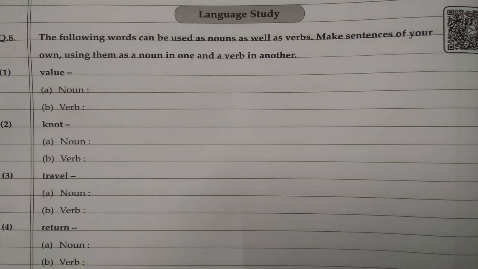Now we'll move on to the next one, that is "knot". I'll give you two sentences. His stomach was in knots, that is the noun form, and the verb form is, knot the shoelaces. Then the third one is "travel". In the noun form, she is studying travel and tourism at college, and the verb sentence is, his job requires him to travel frequently.